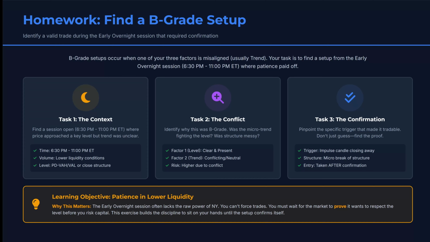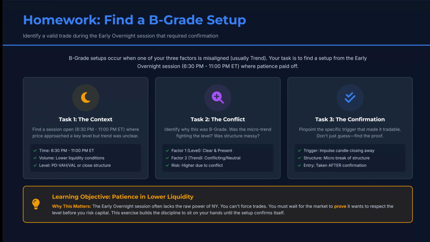Now let's step back and understand why this homework matters beyond just finding one trade. This exercise teaches you that trading is not one size fits all. Your approach must adapt to the environment. During the New York session, from 9:30 a.m. to 4 p.m., you have high liquidity, tight spreads, and decisive price action. Levels either hold immediately or they break. In that environment, A-grade aggressive entries work because there's enough participation to defend levels with conviction. You can enter on the trigger candle because the market moves fast and decisively.